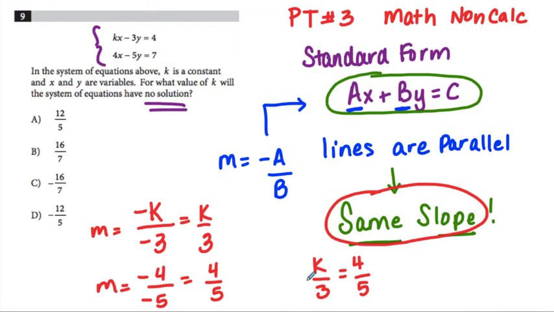All right, so in this case, you have two options. Some of your teachers may have said cross multiply. I prefer to multiply both sides by the LCD, but if you cross multiply, you get 5k equals 12, and then you divide by 5. And so k would be 12 over 5, and you can see that would be A.